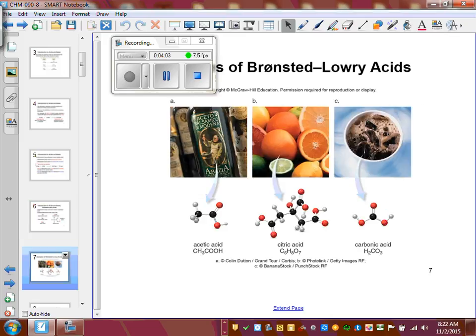So, acetic acid, pure acetic acid, 100% acetic acid, called glacial acetic acid, is A, flammable, and B, is so strong it'll burn the skin right off your body. But if we dilute it to 5%, you all eat it. It's vinegar.